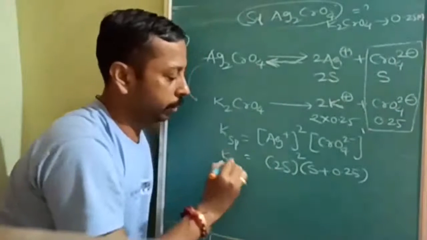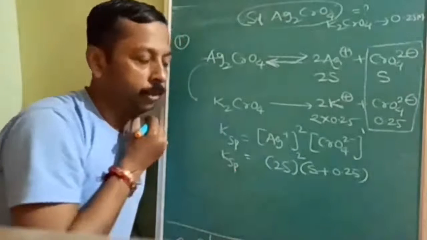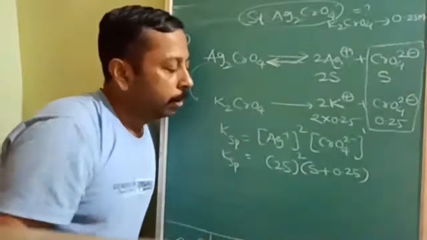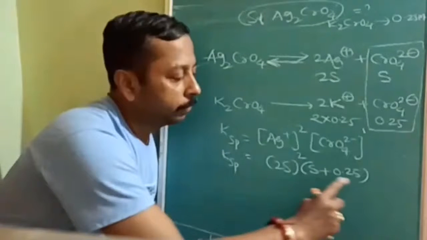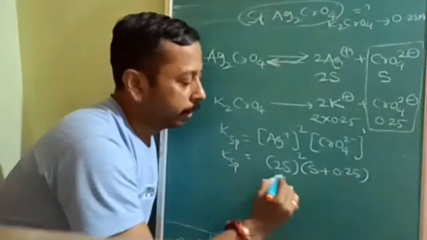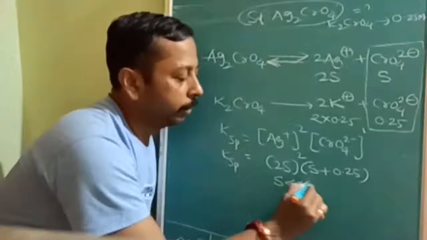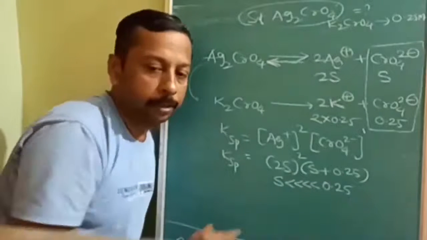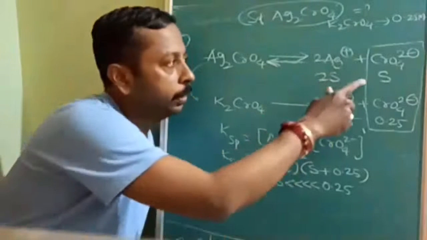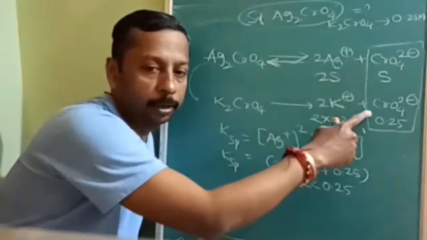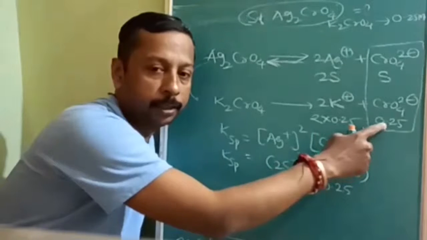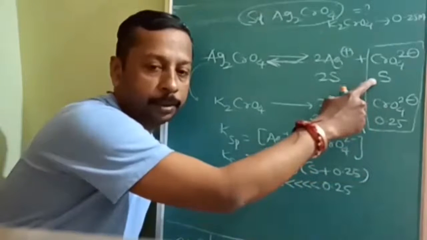It is equal to KSP. It is equal to what? KSP. Is it clear? Now, the problem is that in this one, this S value is very less compared to 0.25. Why? This is sparingly soluble. This is completely soluble. Completely soluble concentration will be much higher than the sparingly soluble one.